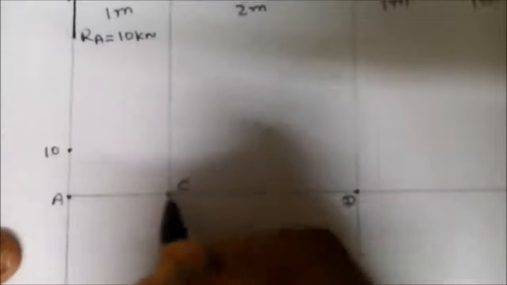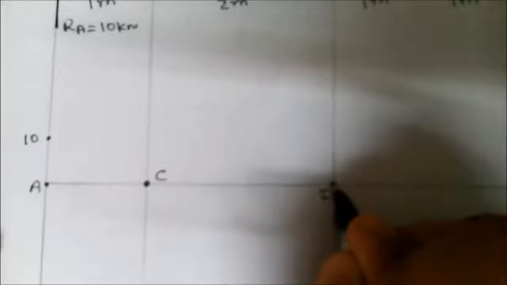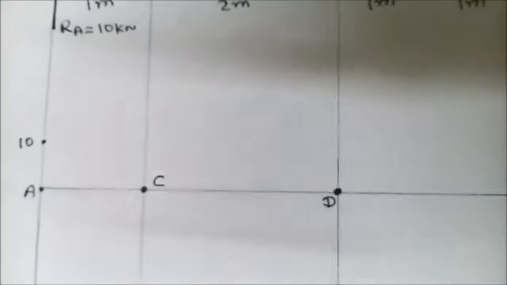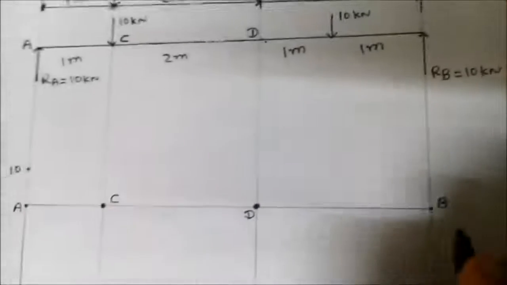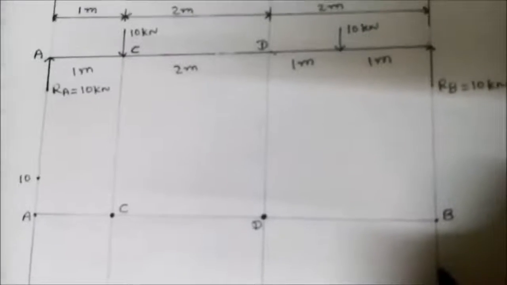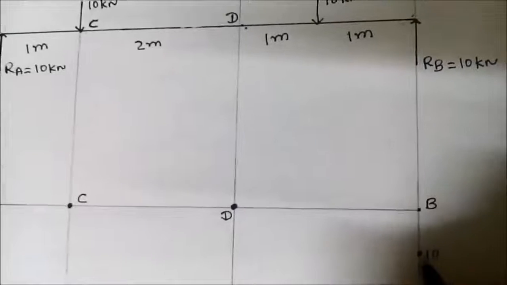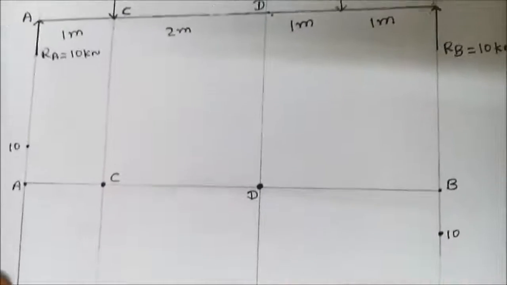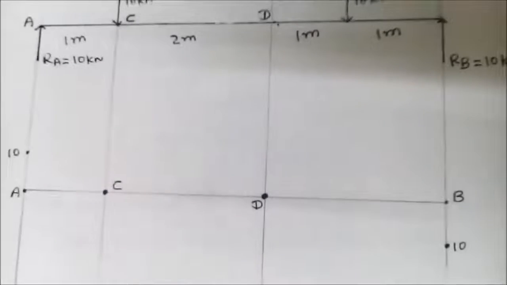Then at point C, we get shear force 0. So this is our 0 value. Then shear force at D, again answer is 0. So we make 0. Then shear force at B, the value is minus 10. So here below line, so minus 10. Clear? How to draw shear force diagram?